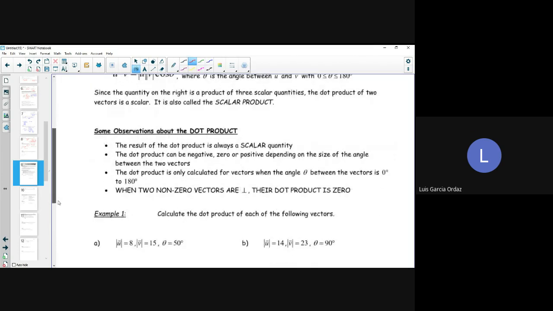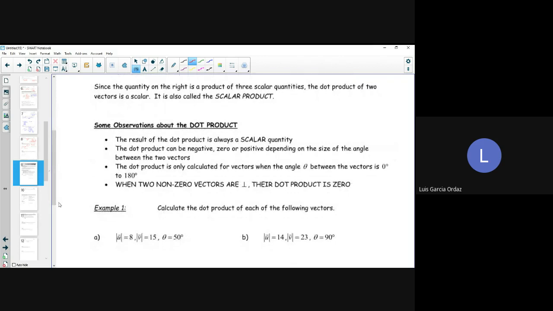Since the quantity on the right is a product of three scalar quantities, the dot product of two vectors is a scalar. So this is also noted as the scalar product. Some observations about the dot product: the result is always a scalar quantity. The dot product can be negative, zero, or positive, depending on the size of the angle between the two vectors. The dot product is only calculated for vectors when theta is between 0 and 180. When two non-zero vectors are perpendicular, their dot product is 0.